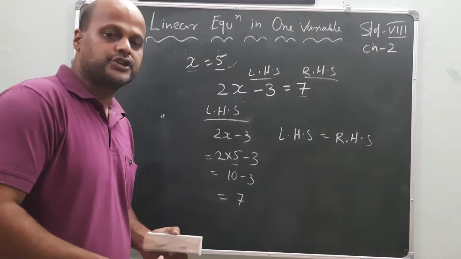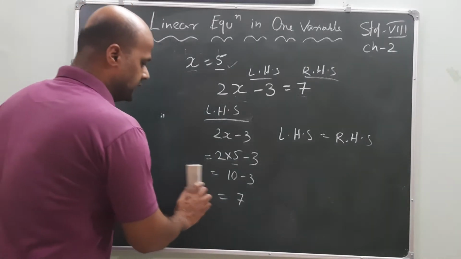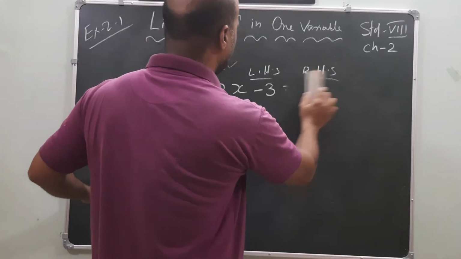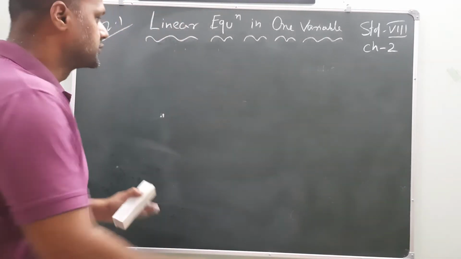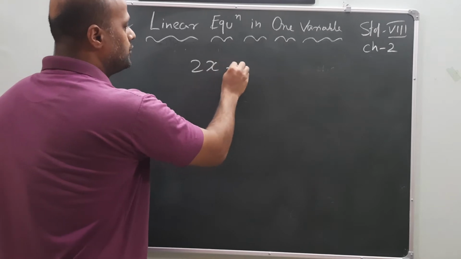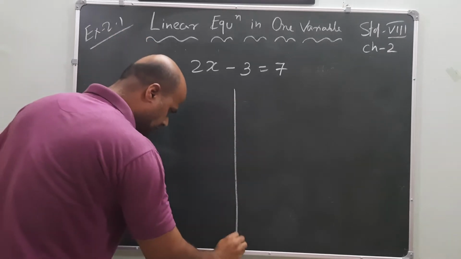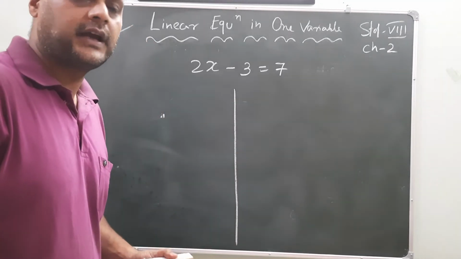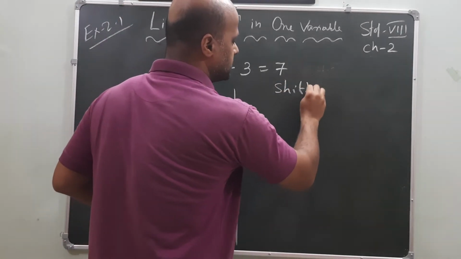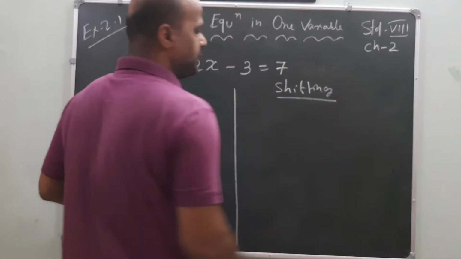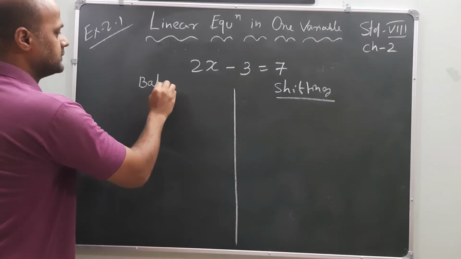To solve any equation, I will tell you two processes. What are they? Two processes of solving an equation. That is exercise number 2.1. Suppose 2x minus 3 is equal to 7. Now I am writing the two processes here. First one is called the shifting method. Another is called the balancing method.